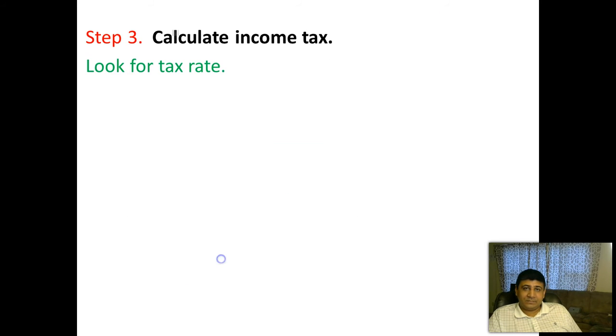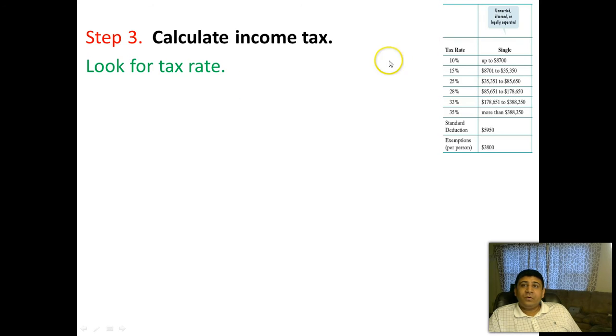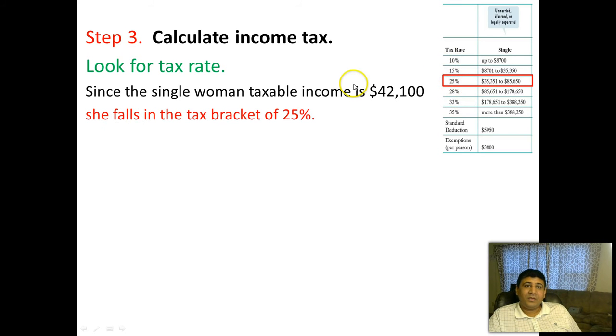Now let's calculate her income tax. First of all, instead of putting the whole slide 11, I'm just putting the relevant part here. She is unmarried, filing separately, single. So she is in this bracket here, since she makes something 40 something. Her tax rate is 25%, since the single woman's taxable income is 42,100, and she falls in the tax bracket of 25% here.